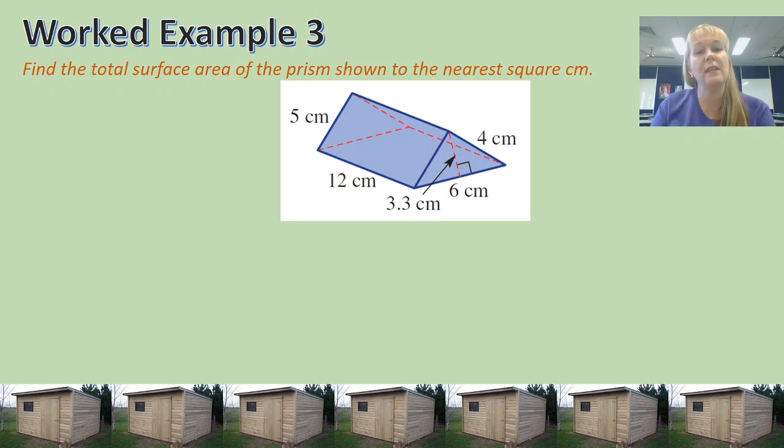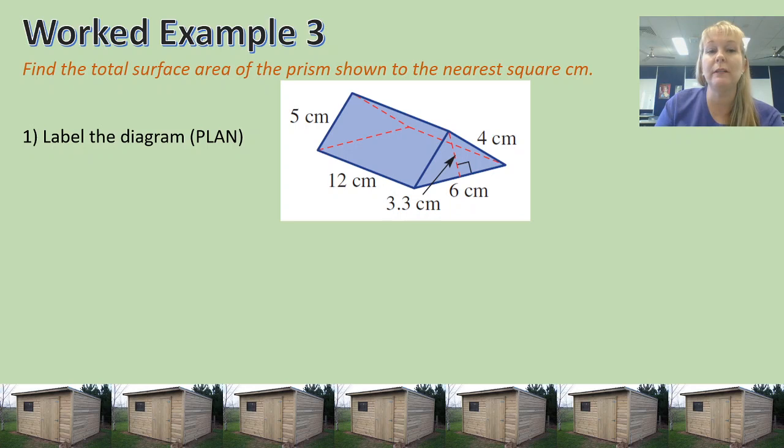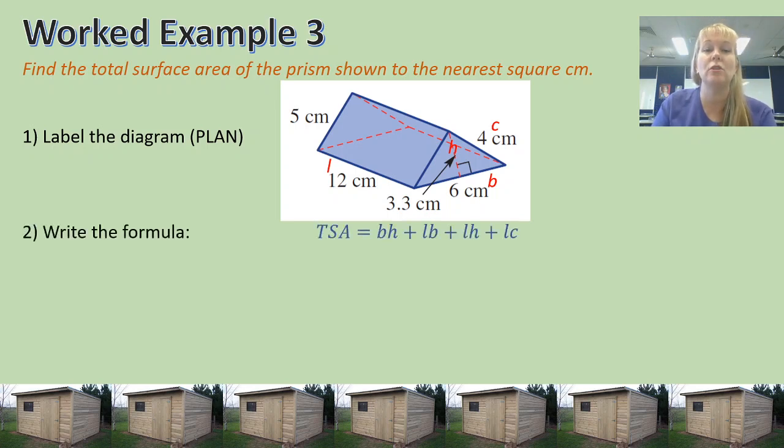Find the total surface area of this prism, it's a triangular prism this time, shown to the nearest square centimetre. Once again, I'm going to label my diagram and do a little bit of planning. So I've labelled the length, the base and the height, and once again this will make it easy for me to substitute into the formula, which I'm going to write down here, and this is the one I've taken from a few slides ago. Notice I've also got C on here, and you may need to label that yourself. That's your hypotenuse for that front facing triangle.